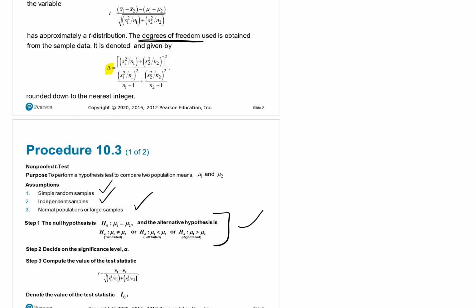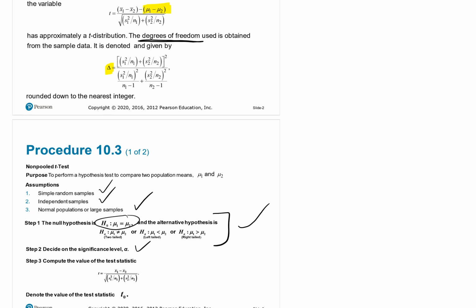Setting up the hypotheses is easy to see. Alpha is the level of significance, and this is the t-statistic. The only thing that is gone is mu1 minus mu2, as you can see in the highlighted part at the top of the page. That's gone from the null hypothesis, from this part here.